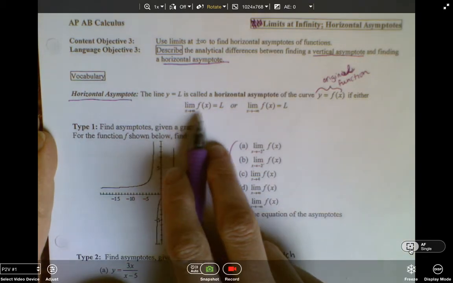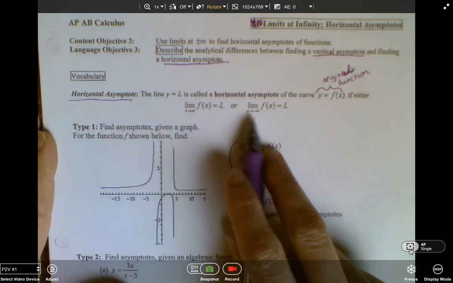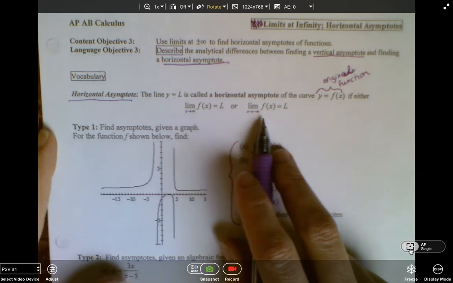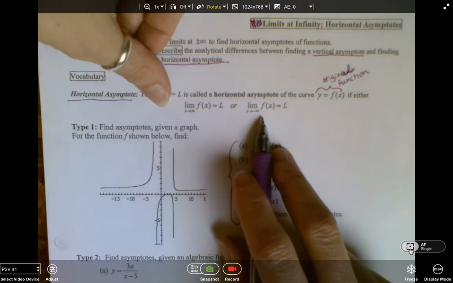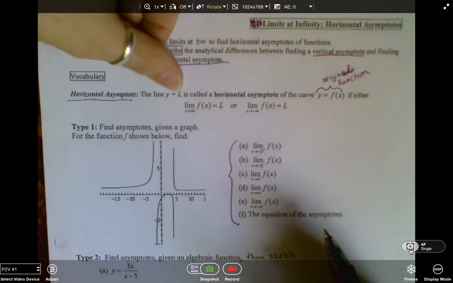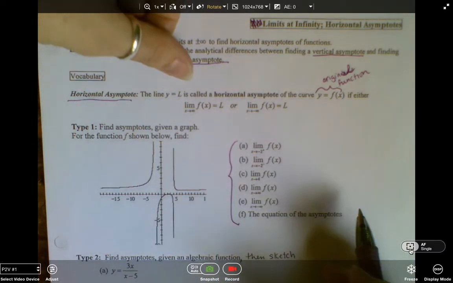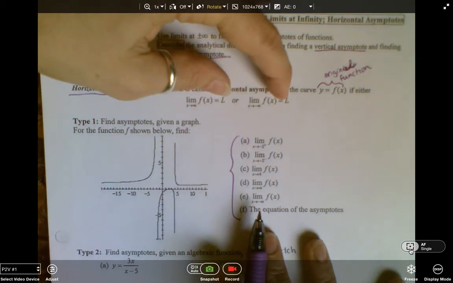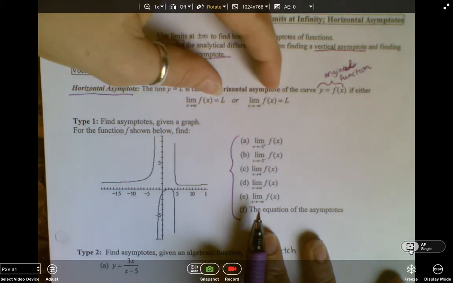If the limit going to the right approaches a number, or if the limit going to the left approaches a number. And most of these examples we're going to look at in rational functions are going to do this. They'll either go to a number or they'll go to 0, which is also a number. But the ones that are more difficult are the ones where it's approaching a number other than 0.